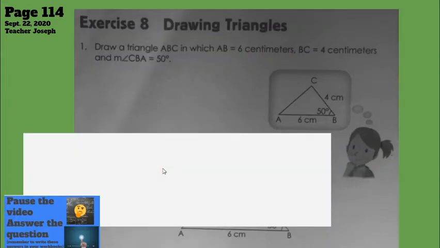Let's go to the next problem on page 114. Read the directions and try to see if you can do this on your own.